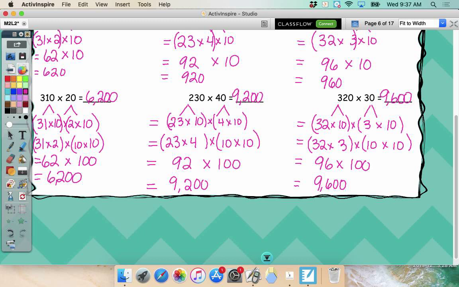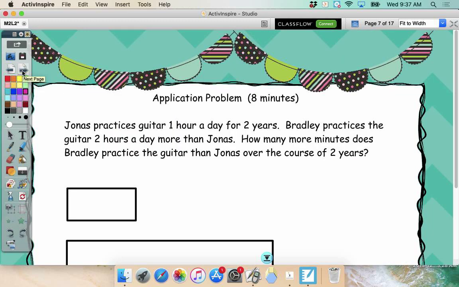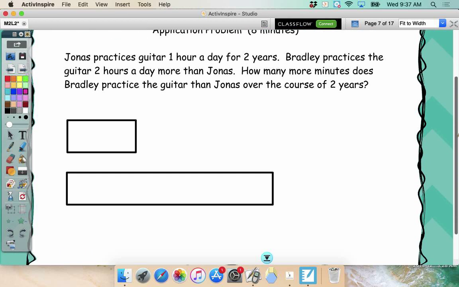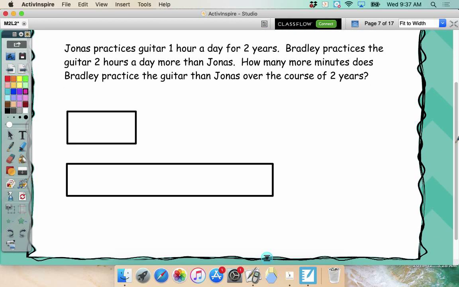Okay. This is a really good application problem. It's one of my favorite in 5th grade. So is this what you have? Okay, so let's read this. Okay, Jonas practices guitar 1 hour a day for 2 years. Bradley practices the guitar 2 hours a day more than Jonas. How many more minutes does Bradley practice the guitar than Jonas over the course of 2 years?